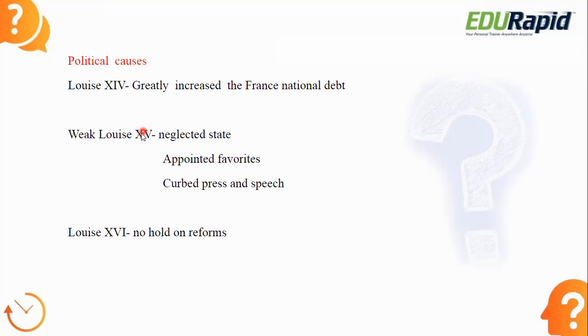Next comes the weak Louis XV. After Louis XIV, next comes King Louis XV. He is considered weak because he was very inefficient, and he completely neglected state affairs. He neglected the state, and he appointed many officials who were of his favor.